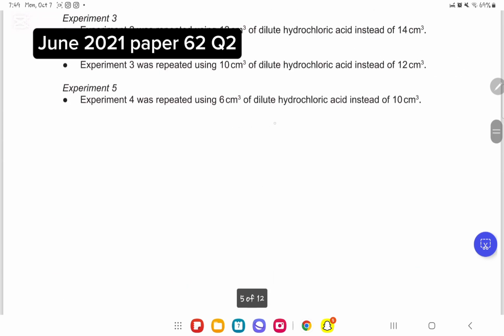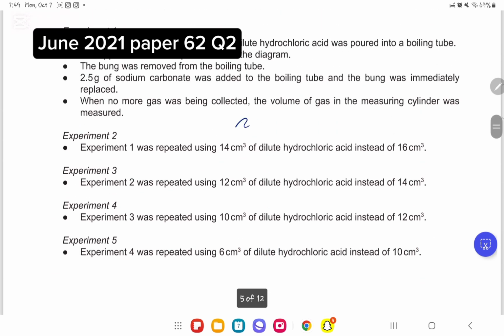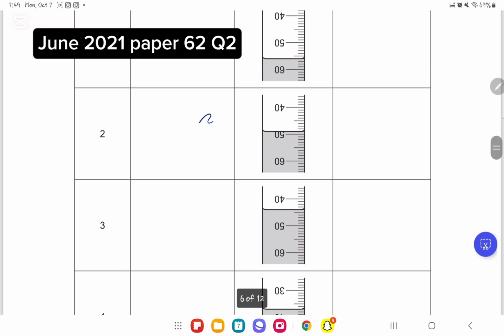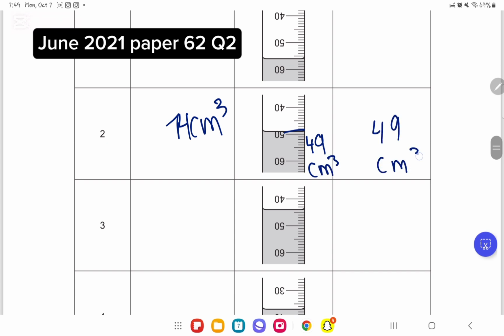For experiment 2, we're going to go up. They used 14 centimeter cubed of hydrochloric acid. So the volume in experiment 2 of hydrochloric acid was 14 centimeter cubed. Now, if we're going to measure it, it is approximately, oh my goodness, I can't draw. It is approximately 49 centimeter cubed. So 49 centimeter cubed of gas was collected.